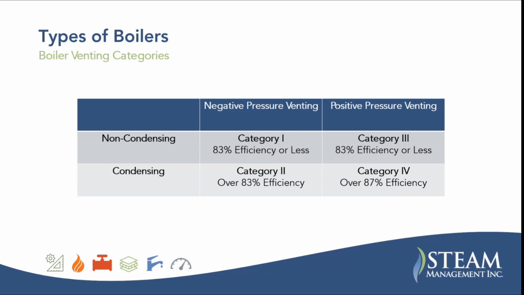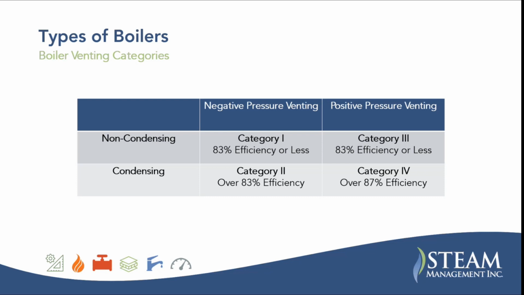This is just something to note. People talk about category 1, category 2, etc. This is what they're talking about. So you have non-condensing boiler categories 1 and 3, and then condensing categories 2 and 4. The major takeaway here from a replacement standpoint is that these require different duct materials, and so you can't take a chimney from a conventional boiler and reuse that for a condensing boiler. The materials are not suitable.